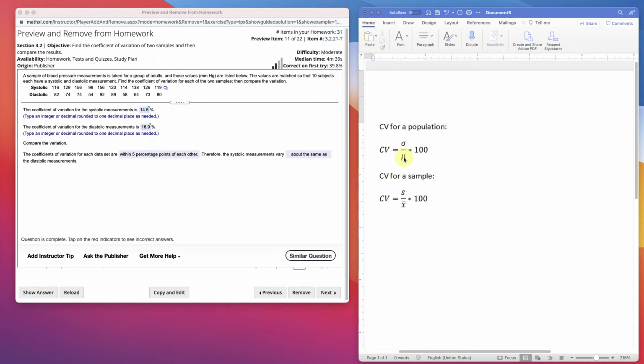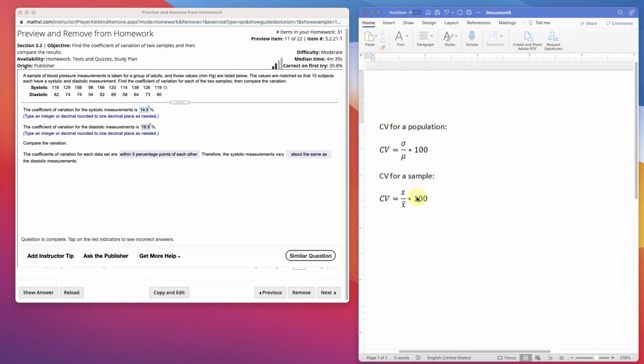So the coefficient of variation, or CV for short, for a set of non-negative sample or population data, is expressed as a percent. It describes the standard deviation relative to the mean and is given by these formulas. This is the population and this is the sample.